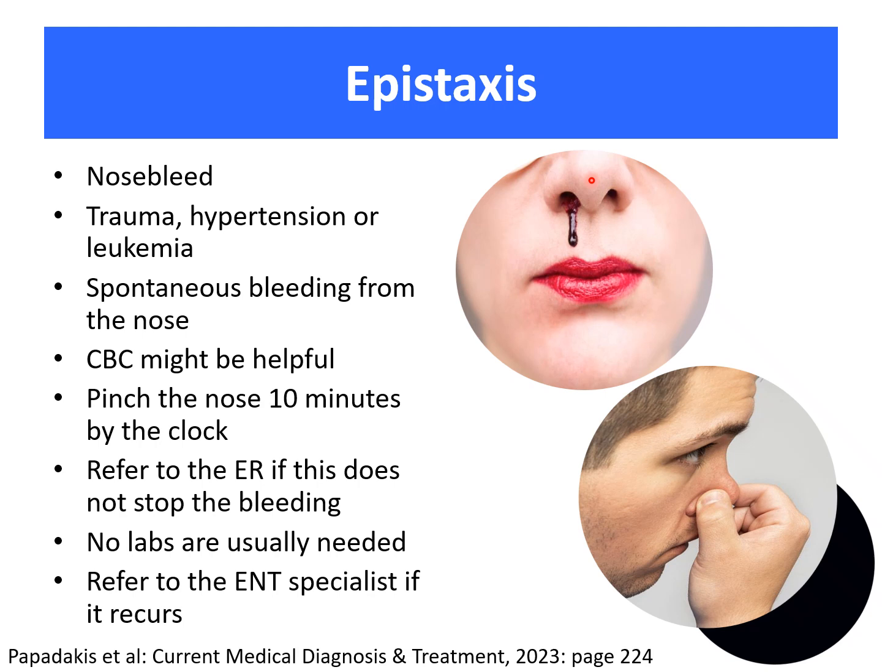nasal septum. There's a very vascular area there known as Little's area or Kesselbach's area, where 5 arteries, either coming from the maxillary artery or coming from the facial artery, are going to be concentrating in an area of anastomosis just underneath there. And you're going to pinch the nose 10 minutes by the clock. And if after that there is no stoppage of the bleeding, you're going to refer the patient urgently off to the emergency room.